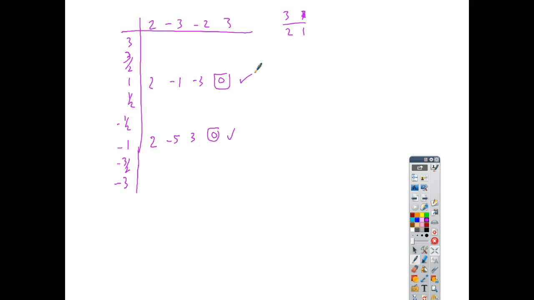Did I change signs? 1. Did I change signs? 2. There's 2 positive answers and 1 negative, because I changed signs twice. There's a maximum of 2 positive answers and a maximum of 1 negative answer. Why is that important? I already found my 1 negative one. I'm not going to look down there anymore.